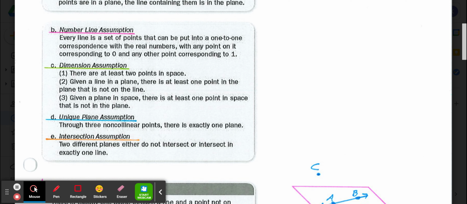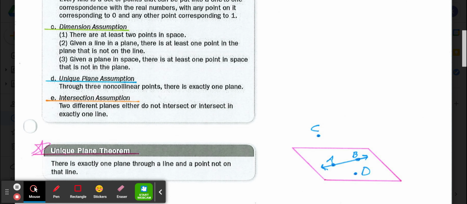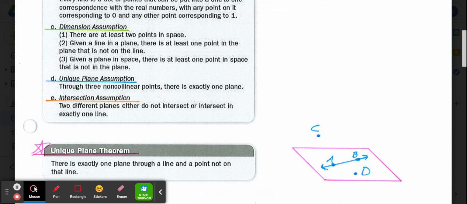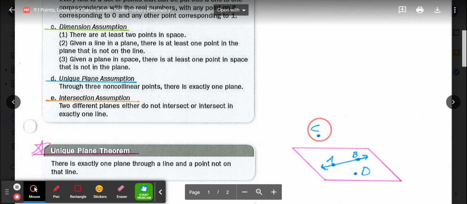Then we have our dimension assumption. Part 1 of that is that there are at least 2 points in space. Part 2 says given a line in the plane, there is at least 1 point in the plane that is not on that line. So if I look down here, if I had line AB in this plane, there's at least 1 point D that's not on that line in that plane. And then given any plane in space, so if I'm looking at my pink plane here in space, there is at least 1 point in space not on that plane. So point C out here would be at least 1 point in space not on the plane here that contains line AB and point D.